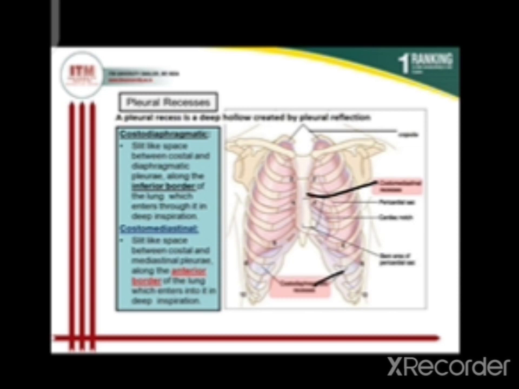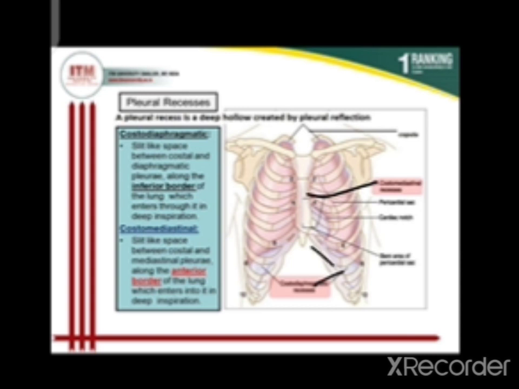Fine. So it's a slit-like space between costal and diaphragmatic pleurae along the inferior border of the lung, which enters through it in deep inspiration, and the costomediastinal, that is a slit-like space between the costal and the mediastinal pleurae along the anterior border of the lung, which enters into it in deep inspiration. So these are the two pleural recesses. You can see the bare area of the pericardial sac.